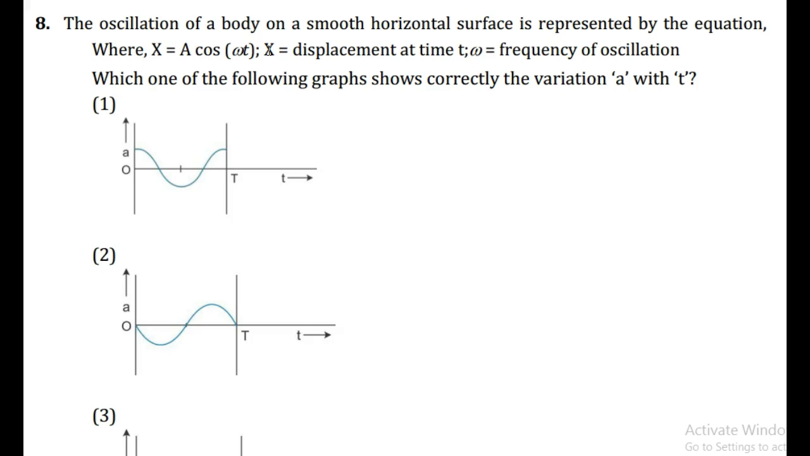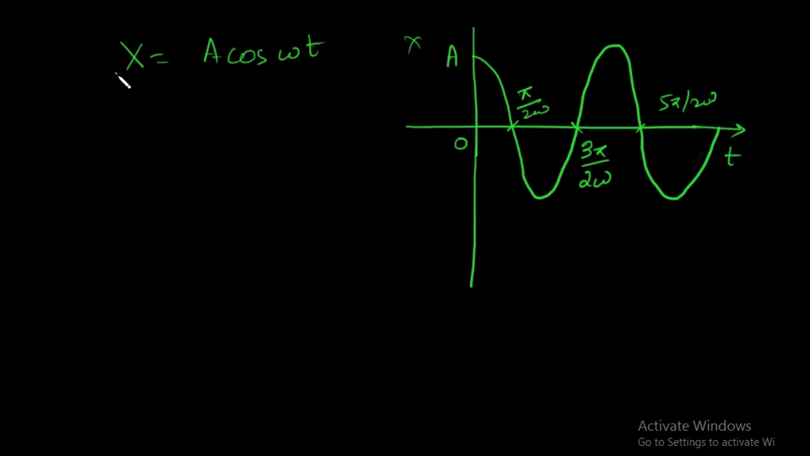I have done a question similar to this in one of my previous videos. This is the original question, x equals a cos omega t. I have drawn a graph of this, x versus t. This is a typical graph of cosine, and you see at pi by 2 omega it turns out to be 0, at 3 pi by 2 omega, at 5 pi by 2 omega, but at 0 it is a. Cos function always reaches its maximum at 0. This is different from the sine function, which reaches 0 at 0. So now we have to calculate the graph of a versus t.